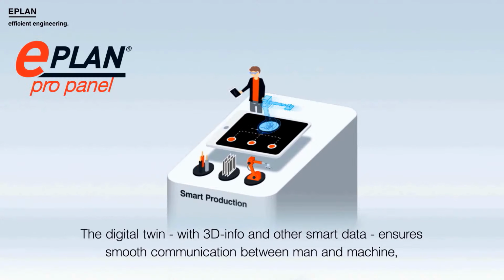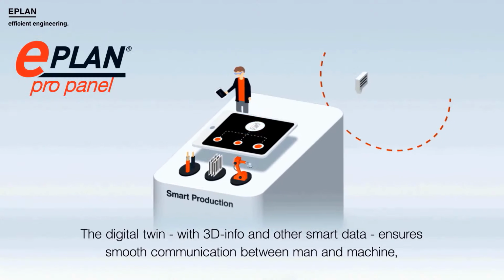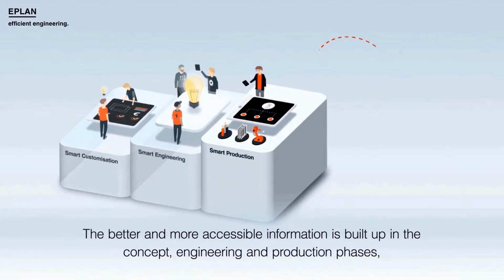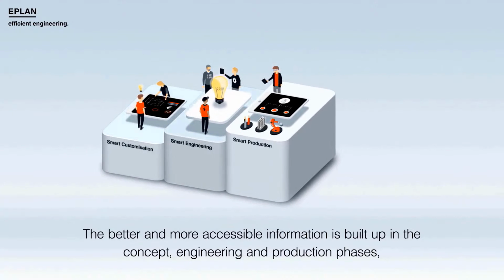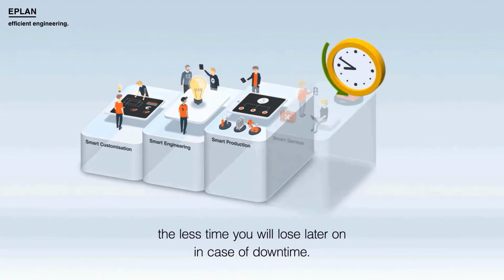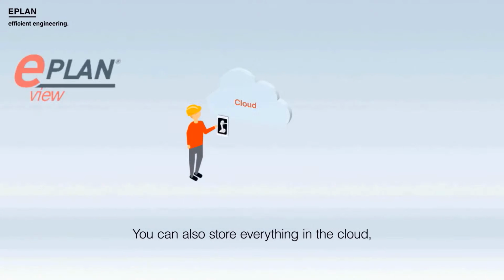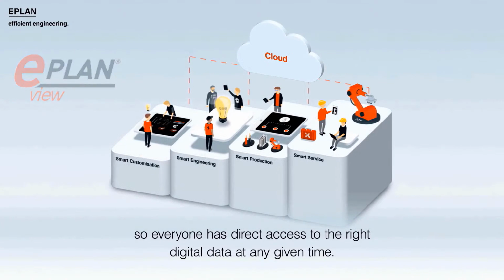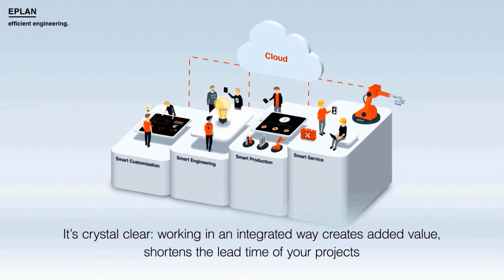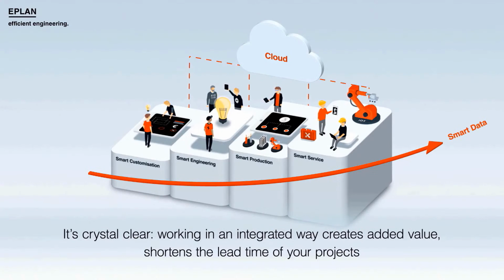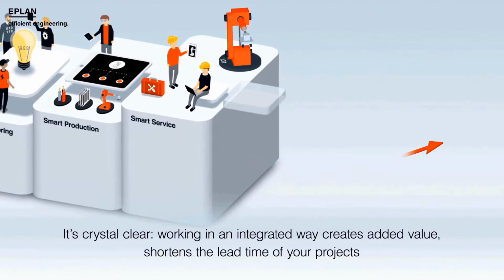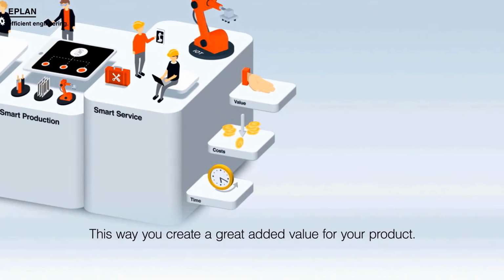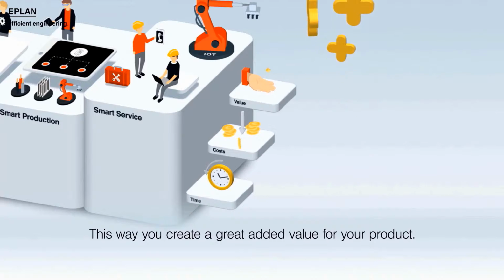The digital twin with 3D info and other smart data ensures smooth communication between man and machine. The better and more accessible information is built up in the concept, engineering and production phases, the less time you'll lose later on in case of downtime. You can also store everything in the cloud, so everyone has direct access to the right digital data at any given time. It's crystal clear. Working in an integrated way creates added value, shortens the lead time of your projects, and reduces downtime in case of a breakdown. This way you create a great added value for your product.